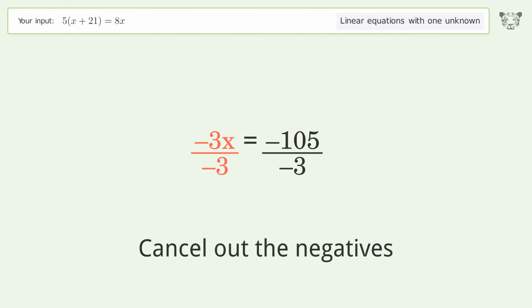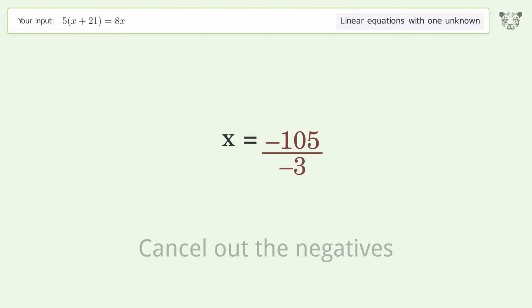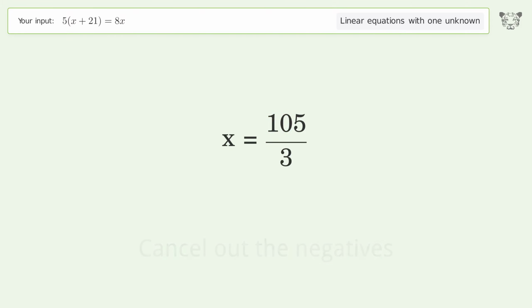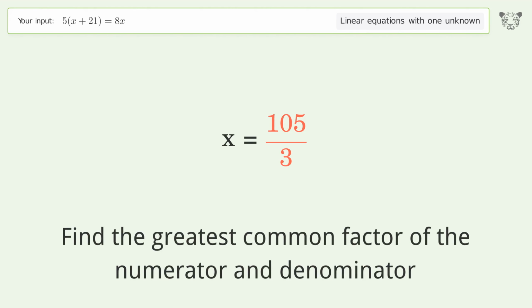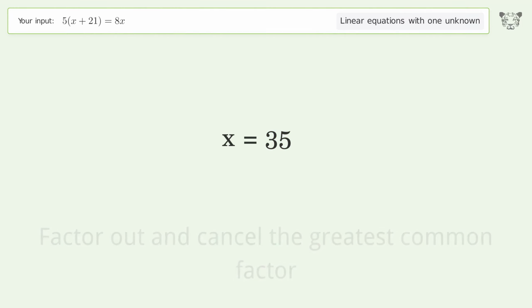Cancel out the negatives. Simplify the fraction. Cancel out the negatives. Find the greatest common factor of the numerator and denominator. Factor out and cancel the greatest common factor. And so the final result is x equals 35.